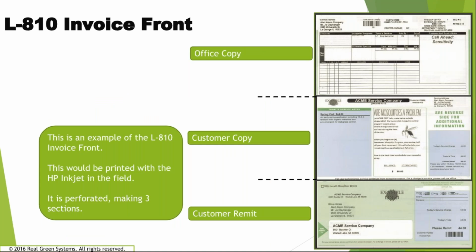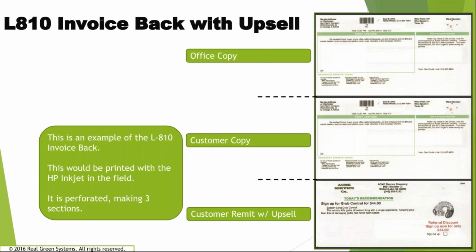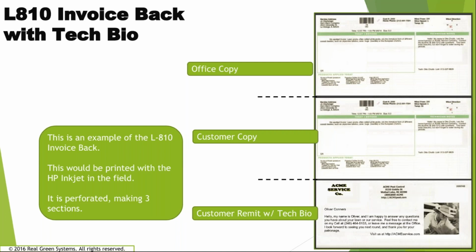On the invoice front, here's an example. This is printed from the office 9 times out of 10. It can be reprinted from the field. There are 3 sections: the office copy, the customer copy, and the remit portion. On the back side, we have the office copy, the customer copy, and the remit with an upsell down at the bottom to try to get that sale on a grub control for the customer. We can also print a technician bio at the bottom instead of the upsell.